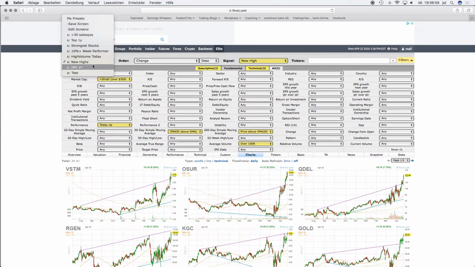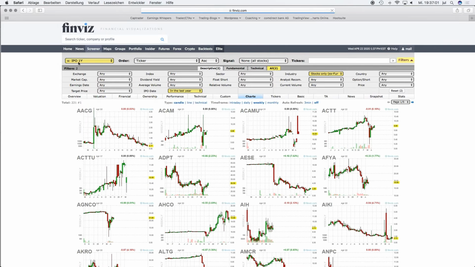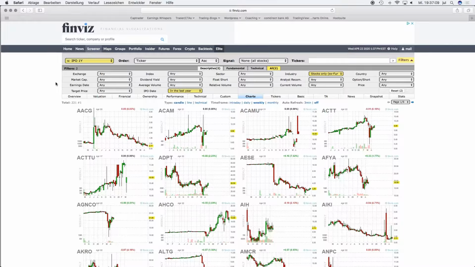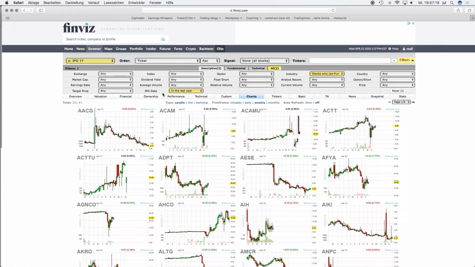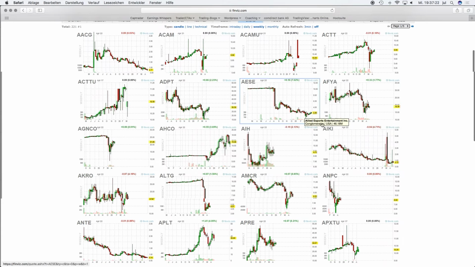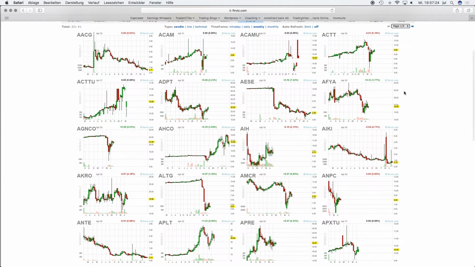Then the last screener I will show you is my IPO 1 year screener, and this is a screener I'm also using on a weekly basis. I'm looking at all the IPOs from the last year. You can see the criteria here, IPO date in the last year. And most of these IPOs are crap. So I will never trade them and I will never look at them.